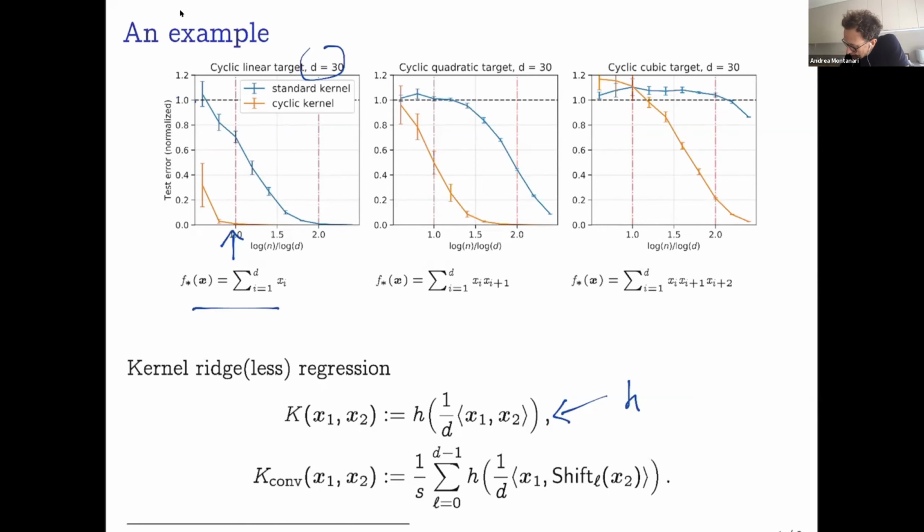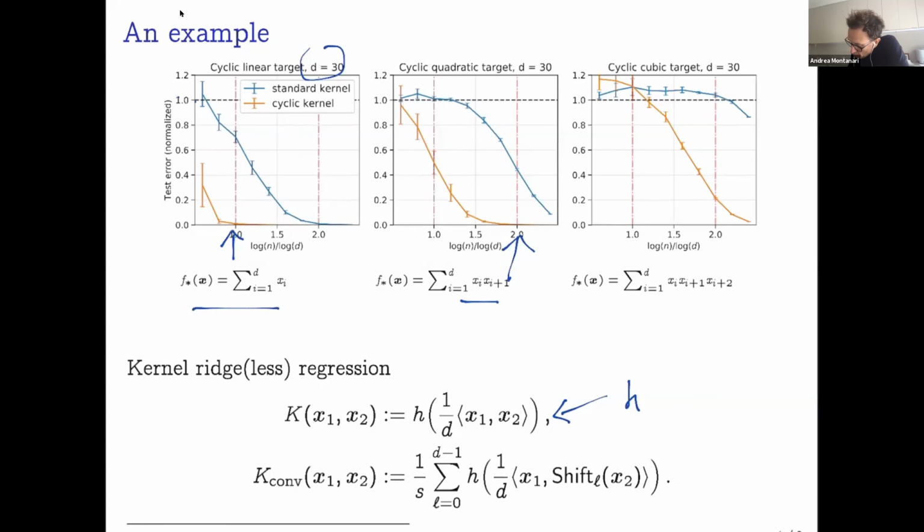And this is a quadratic function that has zero projection onto linear functions, and the theory says that it should transition at log n over log d equal to 2. And this is a cubic function, and so you see this is what happens here: with the cubic function, you are not able to learn it even with n squared samples.